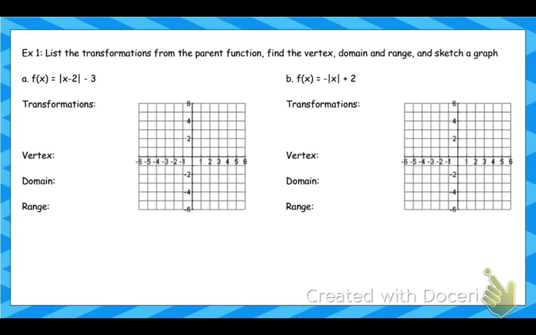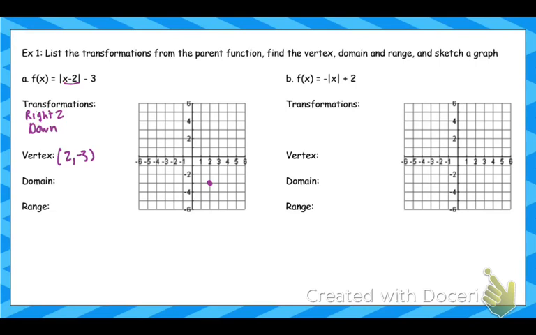So the first thing we're going to do is find our transformations, so things that we just talked about. So this graph has been shifted right 2, and this graph has shifted down 3. Since our vertex is hk, that means our vertex is going to be at 2, negative 3. So I'm going to start by plotting my vertex. Then from this point, we need to consider what the parent function looks like.